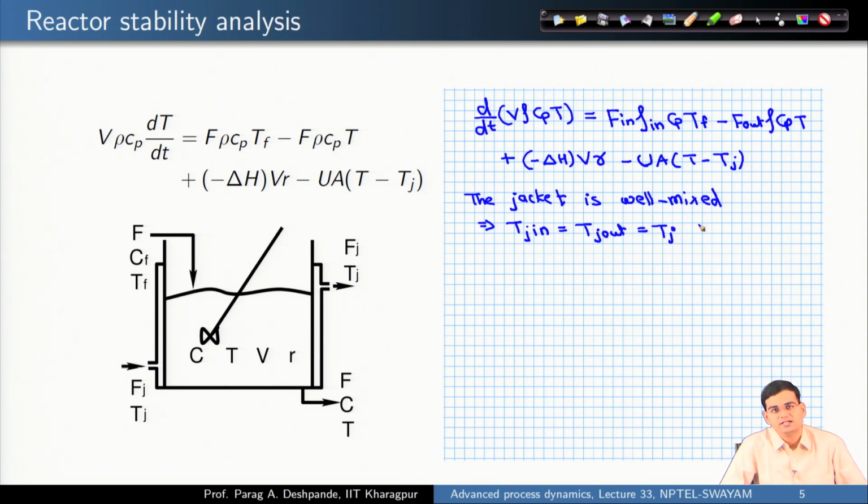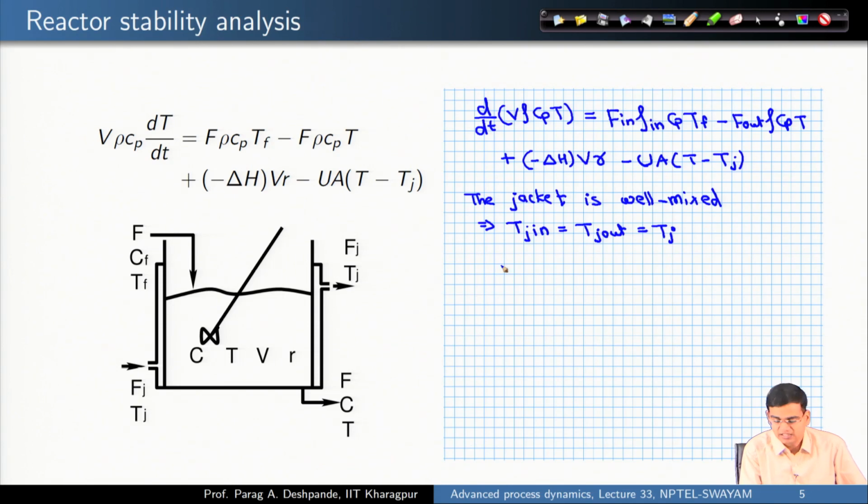Let me say it again, that the contents of the jacket have been assumed to be perfectly mixed, which means that there will not be any spatial gradients of temperature of the jacket fluid inside the jacket, and therefore, T j in has been assumed to be equal to T j out, which has been now denoted as T j. What else do you assume?